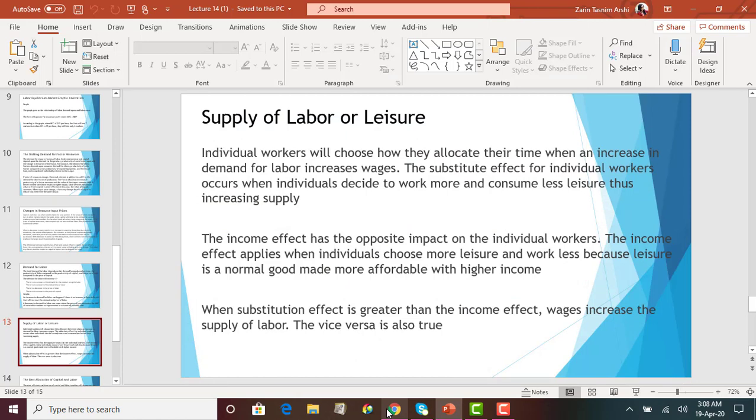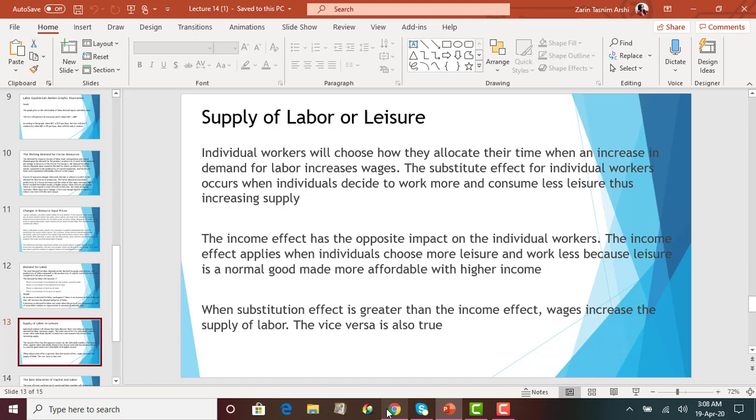Okay, so basically again, for the demand we had two impacts, the substitution impact and the output impact. For supply we again have two impacts. One is called the income effect, the second one is called the substitution effect. Okay, so let's first talk about the substitution effect. Individual workers will choose how they allocate their time when an increase in demand for labor increases wages. Substitution effect for individual workers occurs when individuals decide to work more and consume less leisure, thus increasing supply.